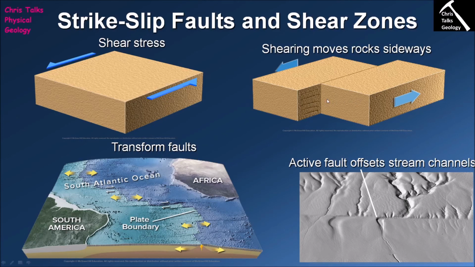So this means that strike-slip faults are commonly not associated with large amounts of metamorphism. Any metamorphic rocks that you do get associated with a strike-slip fault will be the result of deformation which is occurring along the fault plane. So they're going to be very, very limited in their occurrence.